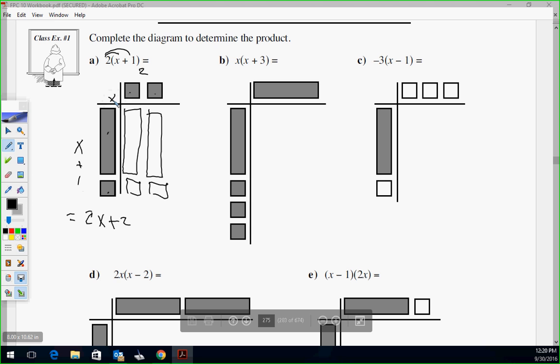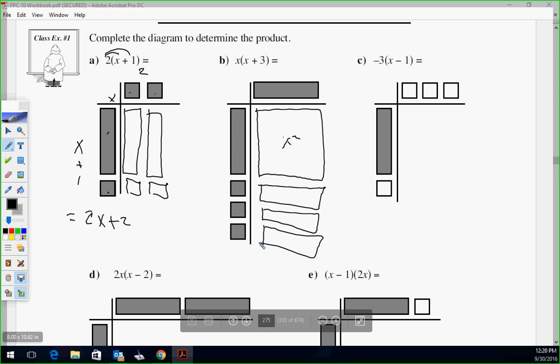Okay, so then we have x times x plus 3. So you see how the game changes a little bit. Now we get this big guy, the x squared. Then we get an x, and an x, and an x. So it's x squared plus 3x. Again, you can see that by distributing, x squared, 3x.